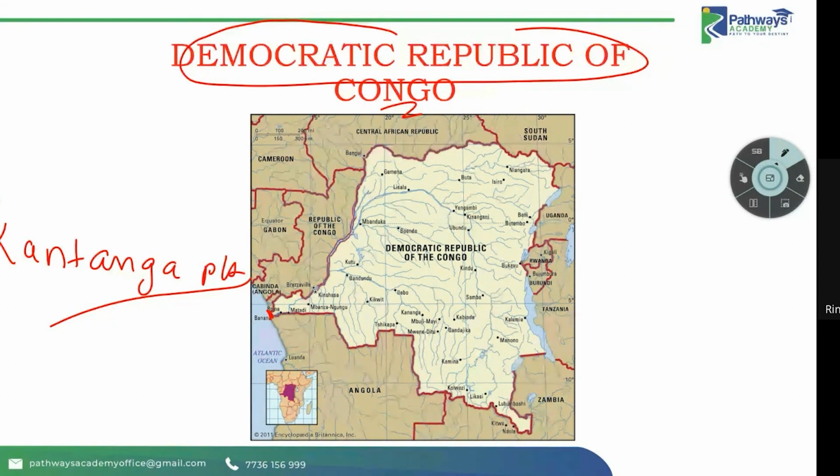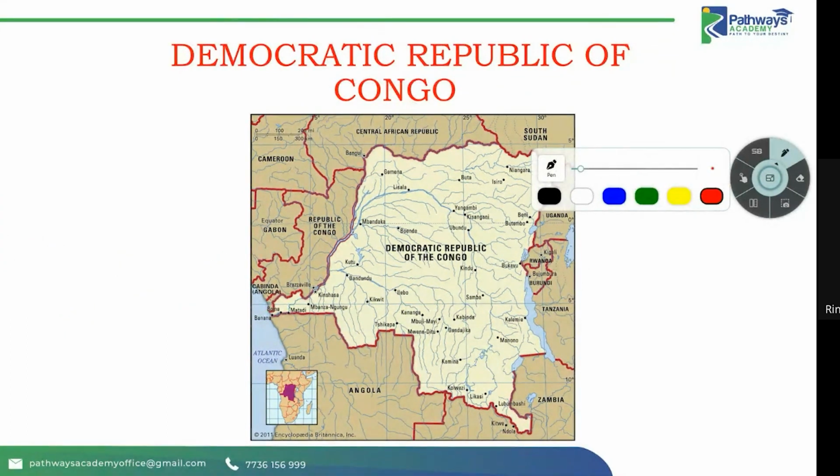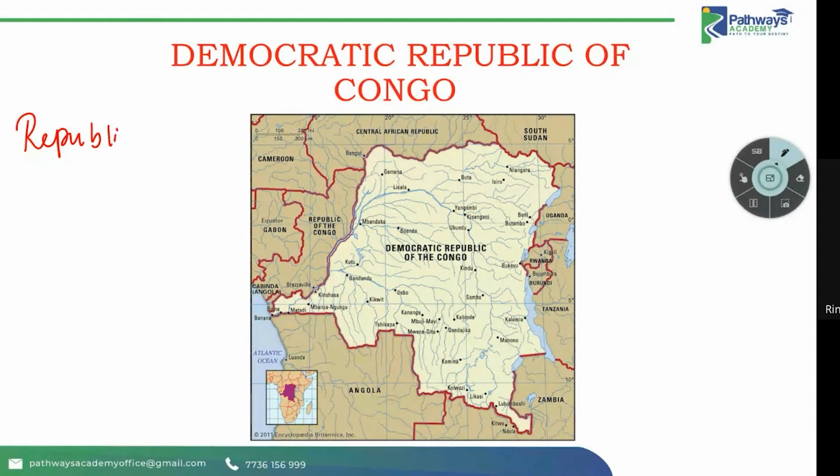And the bordering areas of Democratic Republic of Congo: what are the bordering nations? First is Republic of Congo. Second is Central African Republic.